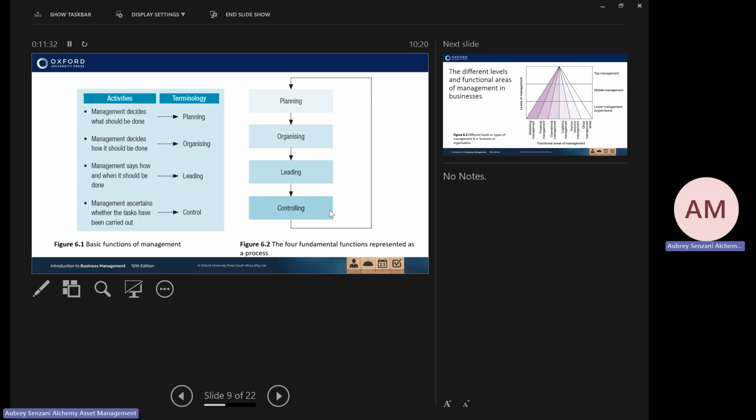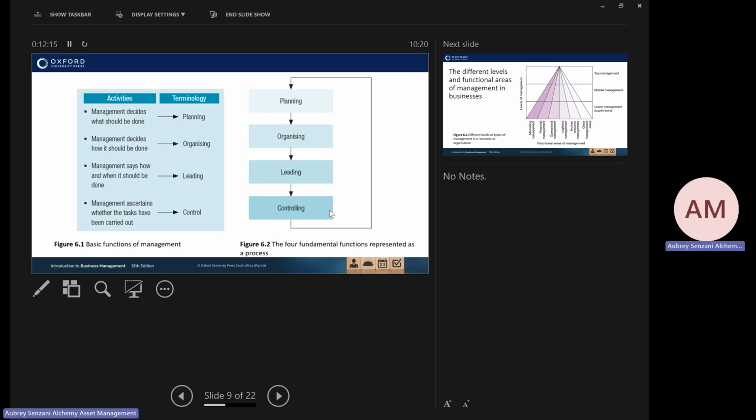Then management decides how it should be done, organizing. You need marketing to do this, so that we can inform the market of the products that we're offering. We need operations to do this so that we can have our products ready for sale on our shelves. We need finance to do this so that we have the necessary capital to execute our activities. That's what we're talking about when it comes to organizing. Who, how are these things to be done?